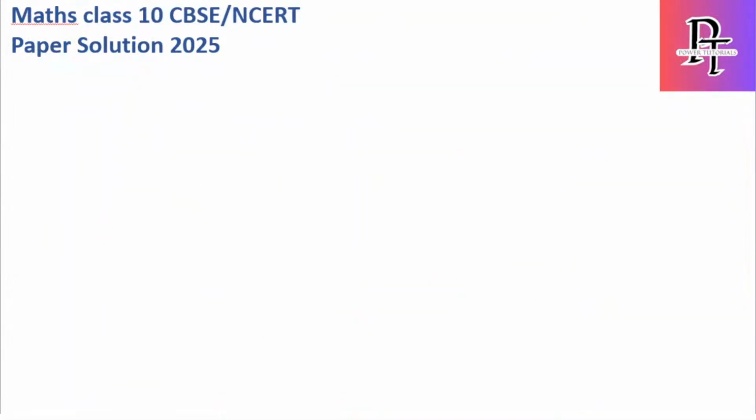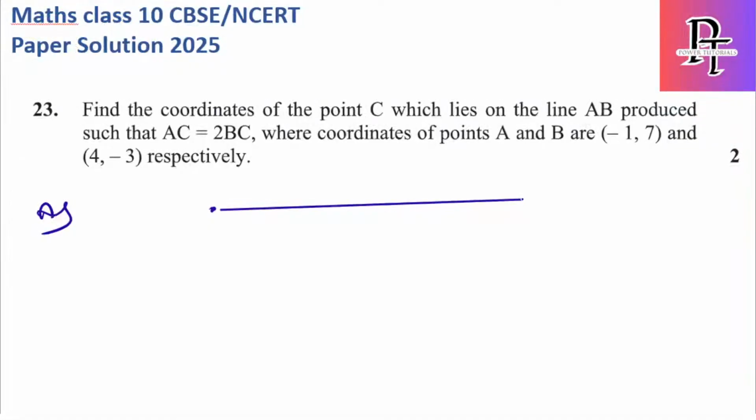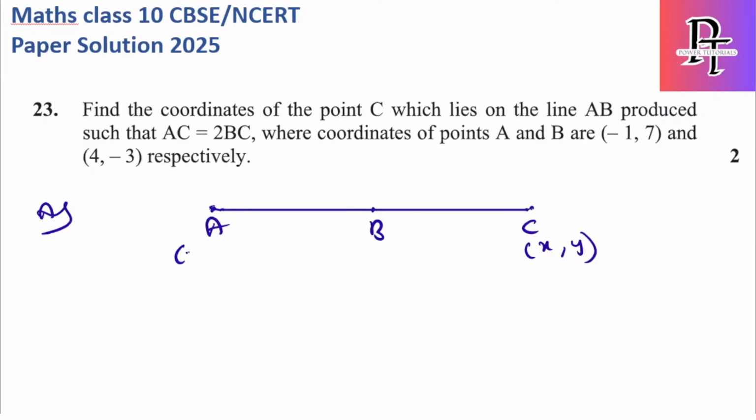Okay, let's move to the next one, which is the 23rd question. Find the coordinates of point C which lies on the AB produced such that AC is 2BC. Okay, this is the coordinate geometry question where we have 3 points on the line AB. So the first point is A, second point is B, third point is C. They are saying to find the C point, which I will just write as x comma y. A is minus 1 comma 7 and B is 4 comma minus 3. AC is twice of BC.